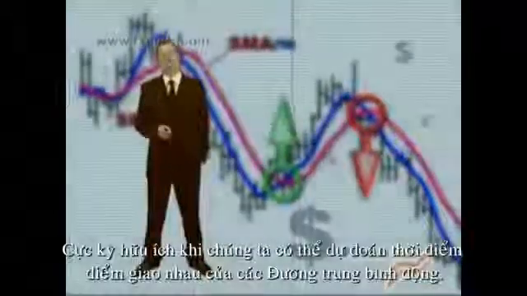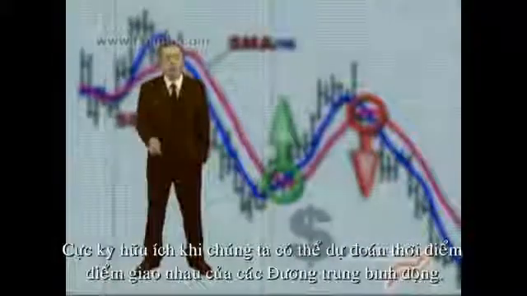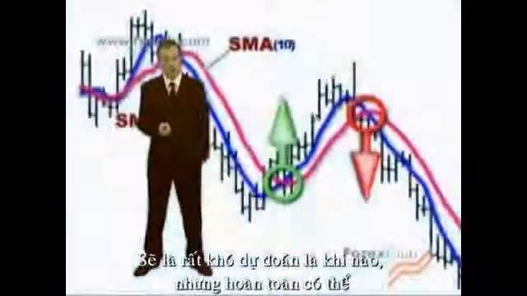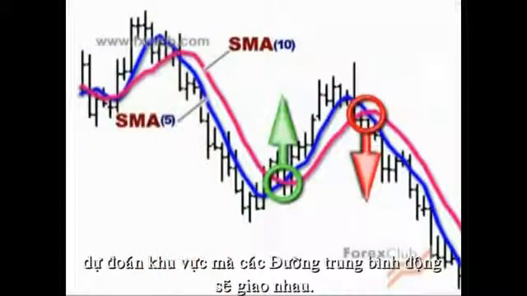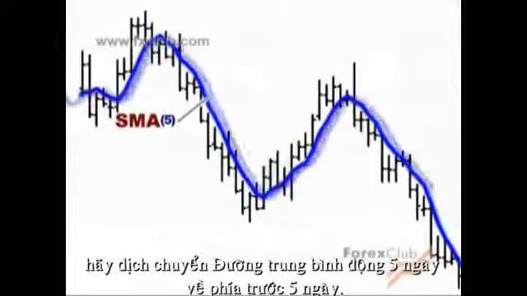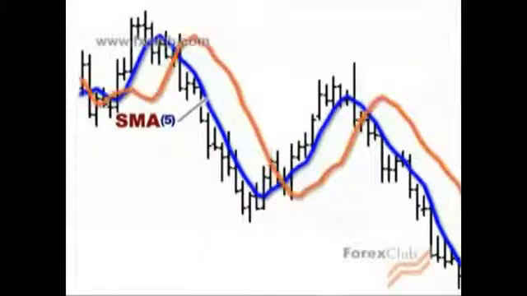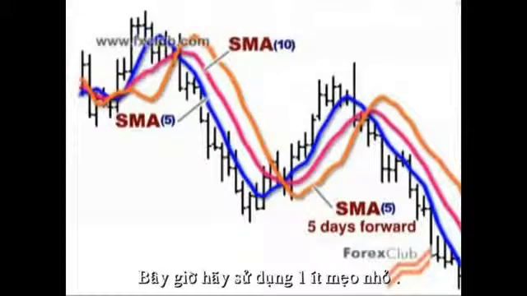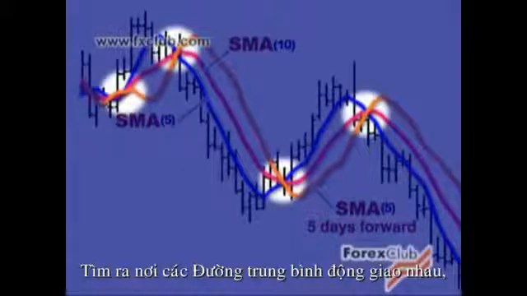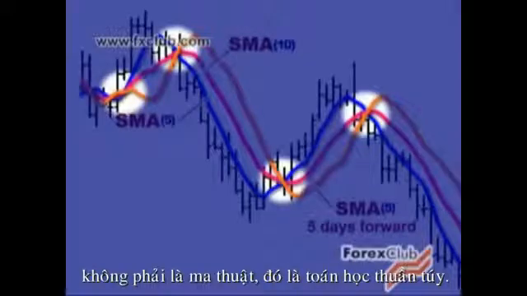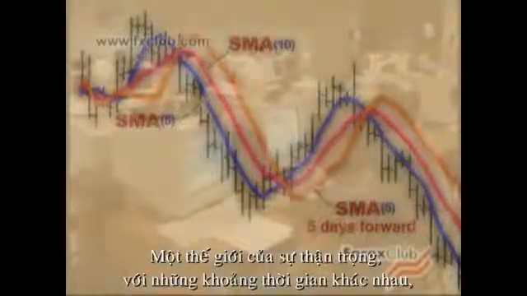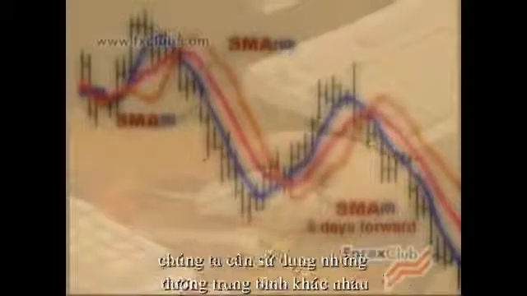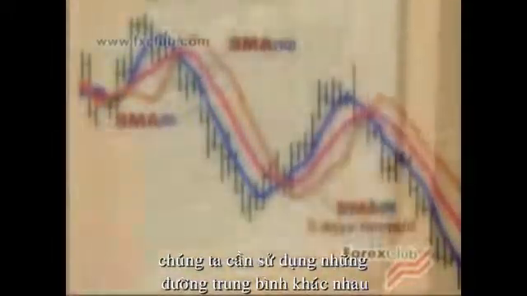It'd be very useful if we could predict the points where the averages cross. It'd be unrealistic to expect to predict when, but it's quite possible to predict the zone. Let's shift the 5-day MA 5 days forward, and this is what it looks like. Now let's do a small conjuring trick. Notice where the averages cross. This isn't magic, it's simple mathematics. A word of caution: with different time periods we need to use different averages and different shifts forward.